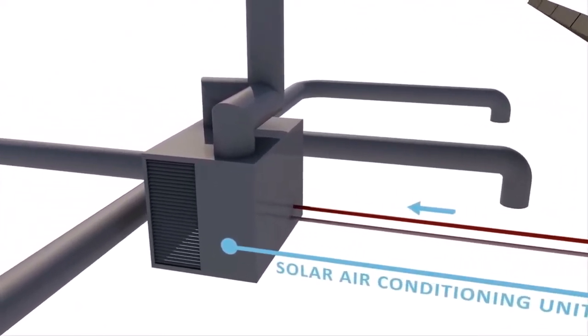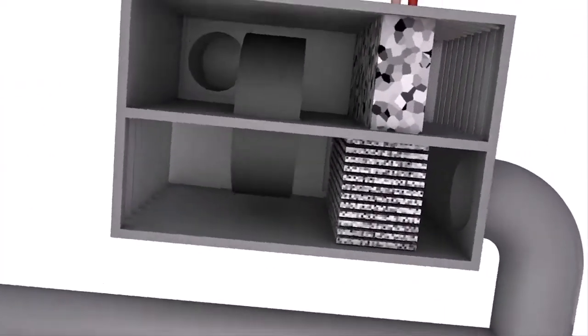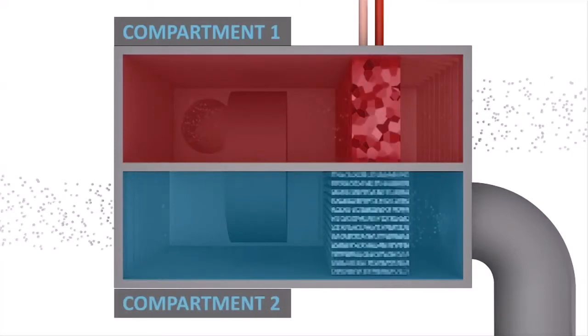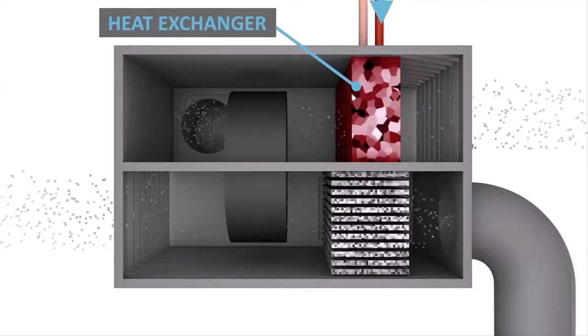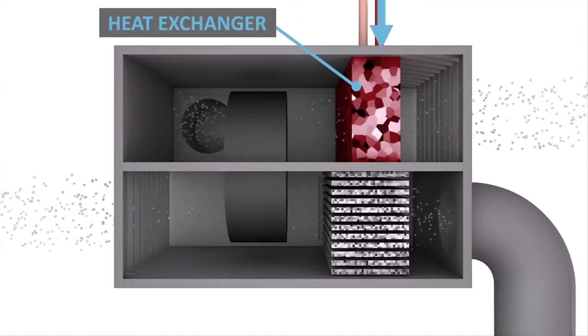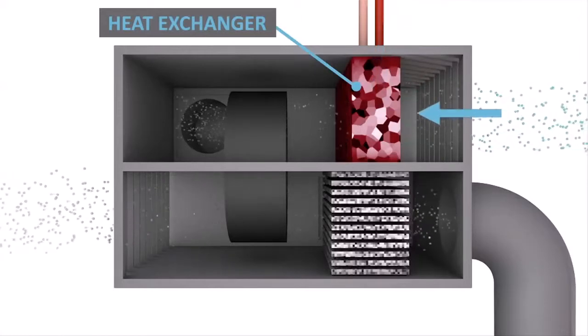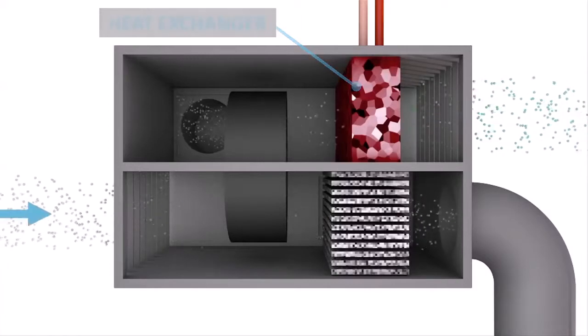A portion of the hot water is diverted into CSIRO's new solar air conditioning unit, which is divided into two compartments. The hot water enters a heat exchanger in the first compartment of the unit. Similar to a car radiator, the heat exchanger uses the hot water to heat outside air that has been drawn into the first compartment through the vent.